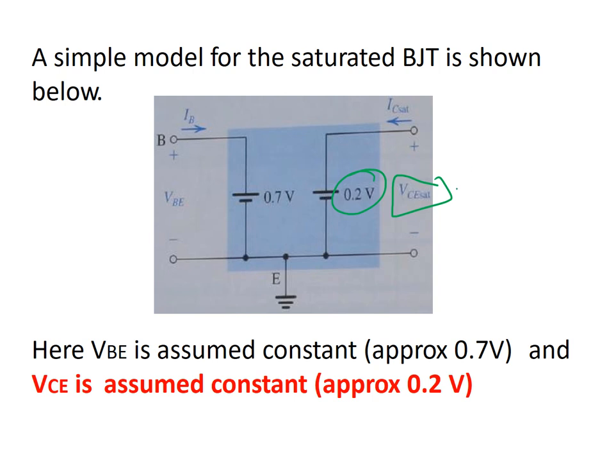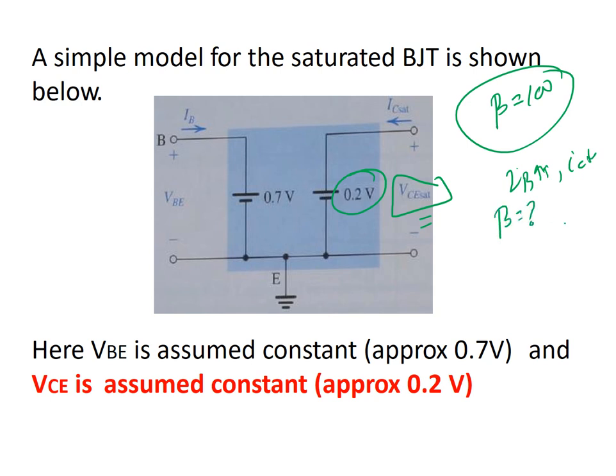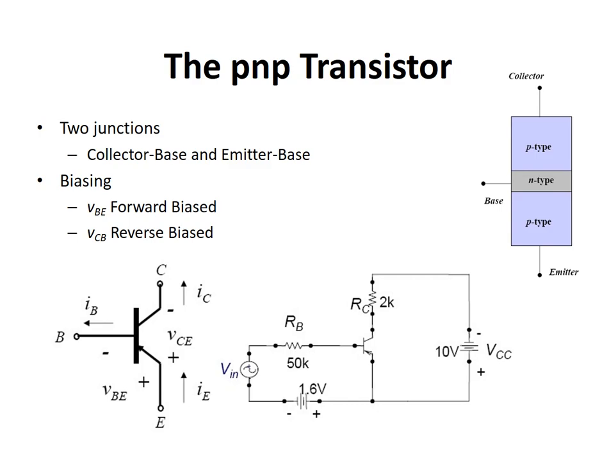But what is happening in the saturation mode? For example, if you are initially operating with a beta of 100, in the saturation mode you are trying to increase the base current, but there is no change in the collector current, or it is almost decreasing. So it means the beta value will be changing. That value of beta is actually called the forced beta value, like we did in the example.